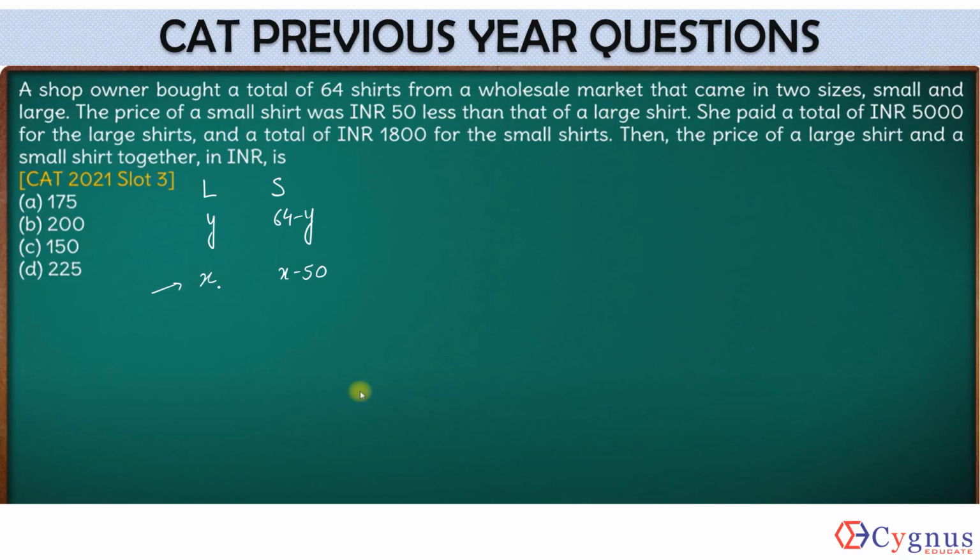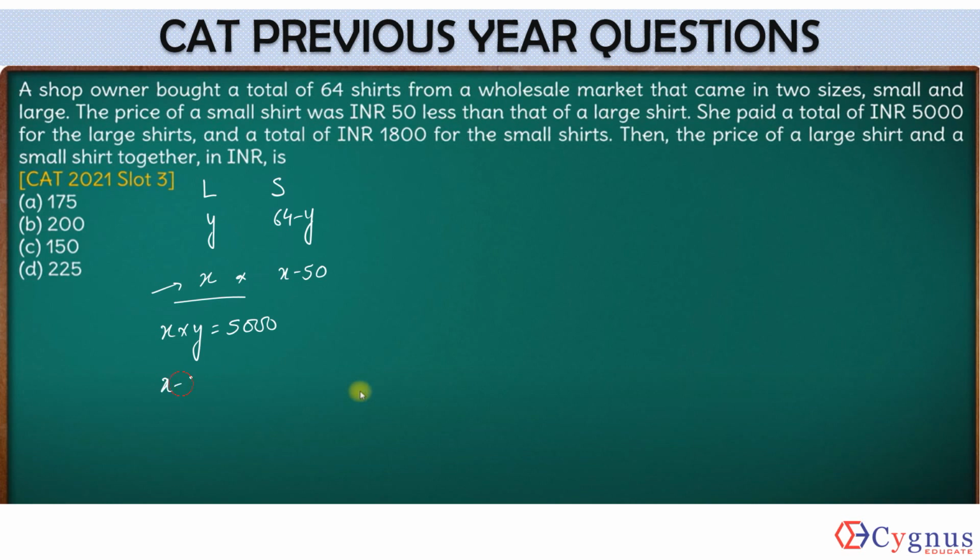She paid a total of 5,000 for the large shirts. That is x into y. How many large shirts are there? y, and the price was x. So x into y must be equal to 5,000. Yes or no? And the other thing is she paid 1800 for the small shirts.